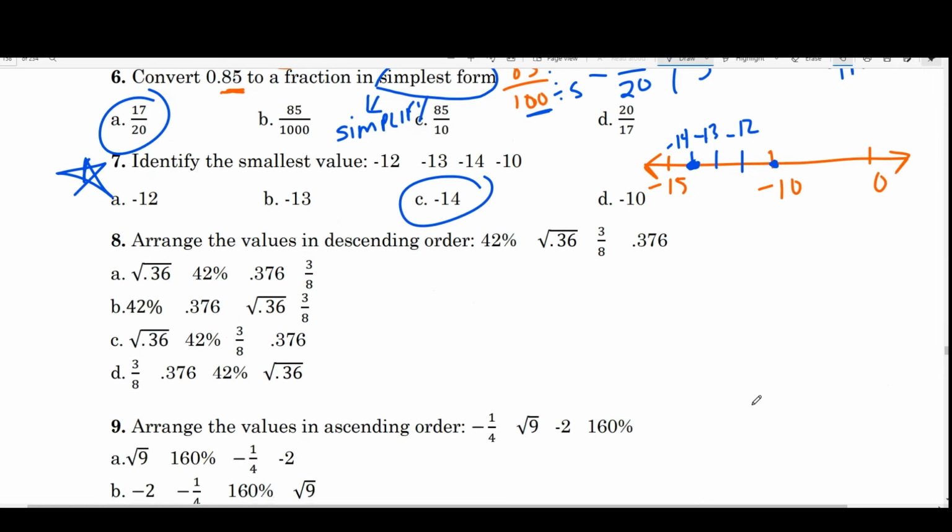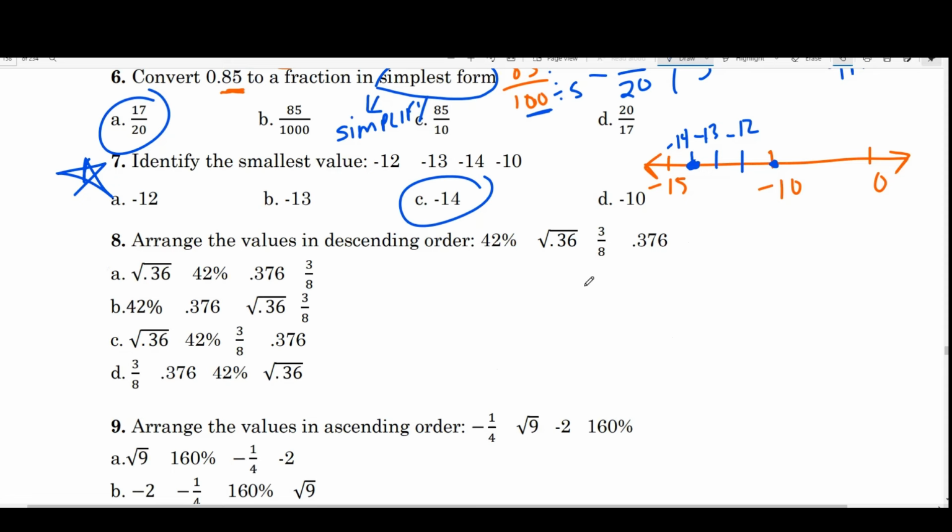All right, number 8 says arrange the values in descending order. We have 42%, the square root of 36, 3/8, and 0.376. Anytime you are comparing rational numbers, which is what these are considered, you always want to compare them in the same form. My go-to is to change everything to decimals, but you also have the option to change everything to percentages so that it's easier to compare. This is when our conversion sub-skills come in.